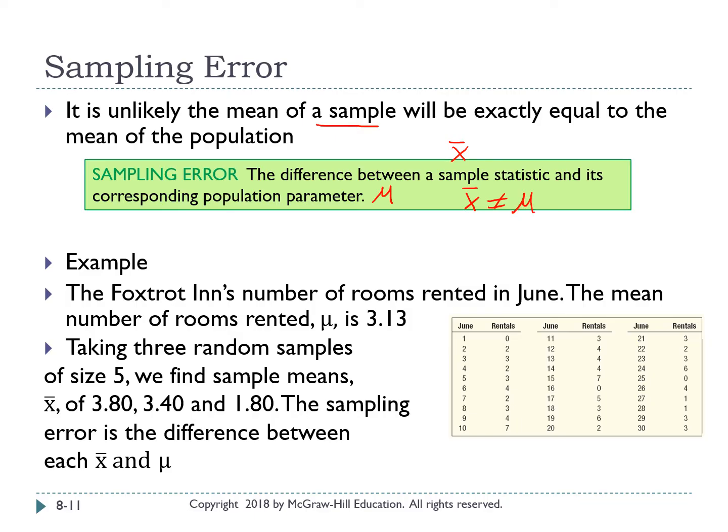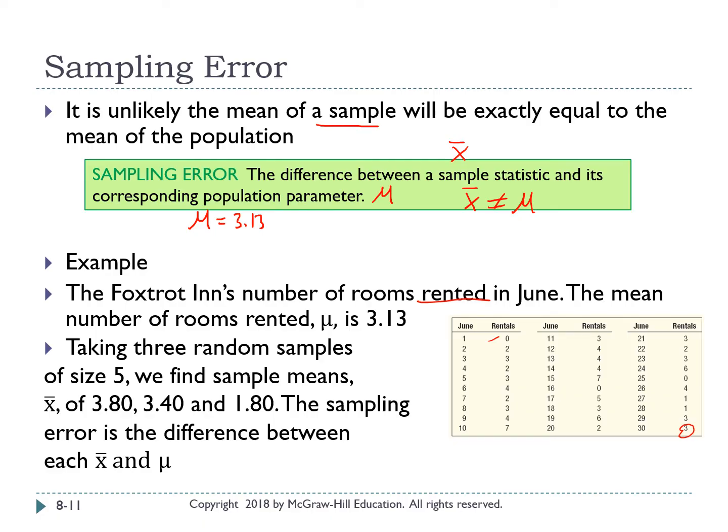So let's look at the example here. We are talking about the number of rooms rented in June. In June, you have 30 days. The mean number of rooms rented, your mu here, or we can say our population mean, is equal to 3.13. At this stage, I assume that all my students should know how to compute the population mean. So how to compute it? Let's look at the observations. The first observation is 0. So the summation of all the observations, 0 plus 2 plus 3 until the last observation, which is 3, divided by 30. So you should get the value of 3.13.